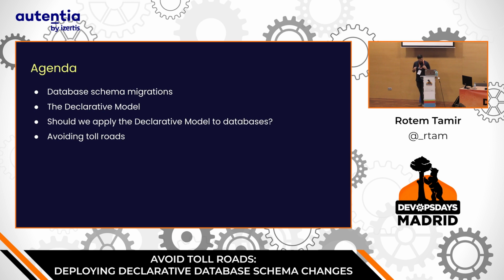So our agenda for today, we're going to discuss briefly how database schema migrations work, how people manage their databases today. We're going to discuss the declarative model for managing resources. And we're going to raise the question, should we apply the declarative model to managing your database? Finally, we'll discuss something I called avoiding toll roads, and we'll get to that in a few moments.